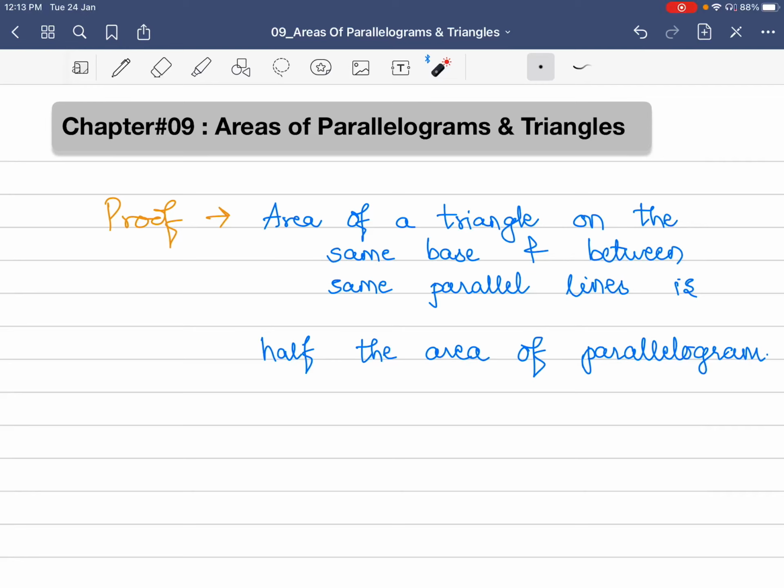So in this video of chapter number 9, areas of parallelograms and triangles, we are going to see one more interesting proof that is related to parallelograms and triangles. So let's read what the statement is. Area of a triangle on the same base and between the same parallel lines is half. So let's highlight this. It's half the area of parallelogram.